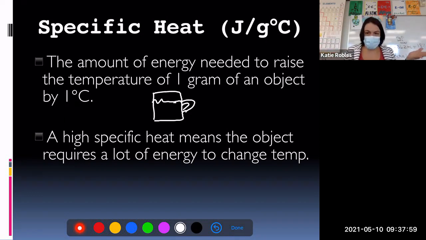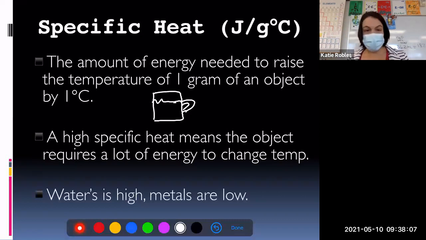You've been here before. Hot pokers, hot utensils, they cool off really quickly, and they heat up really quickly. And that's because water has a very high specific heat and metals have a very low specific heat.